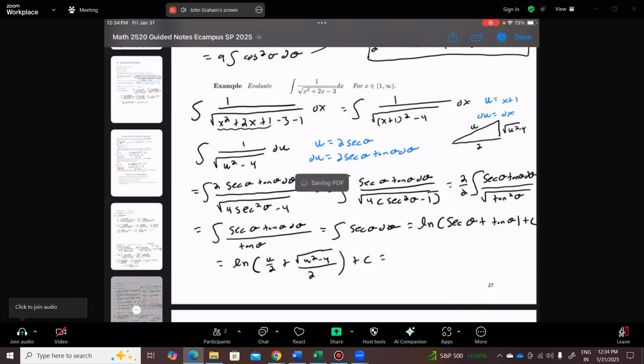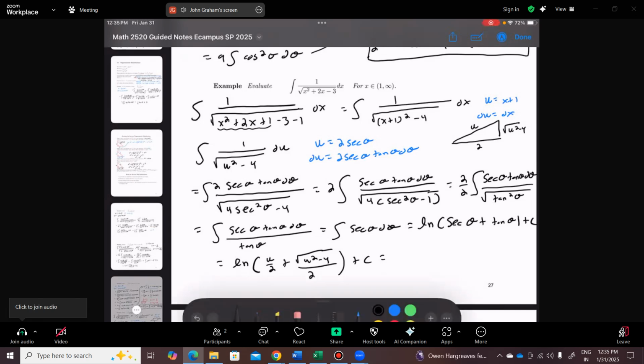That's actually an easier one. We just plug in our x plus 1 wherever we have a u. Hopefully I don't lose this. Right. So I have natural log of x plus 1 over 2 plus square root of x plus 1 squared minus 4 over 2. Now we have everything back in x's.